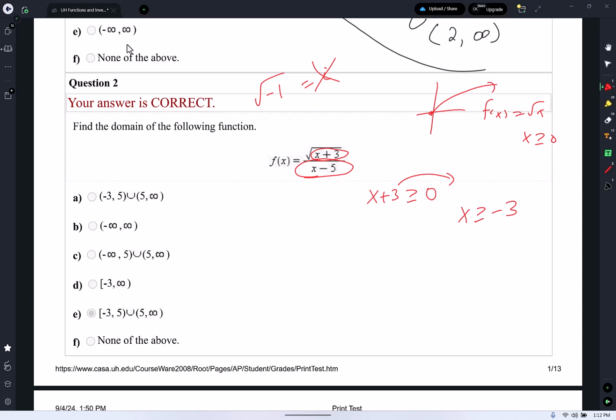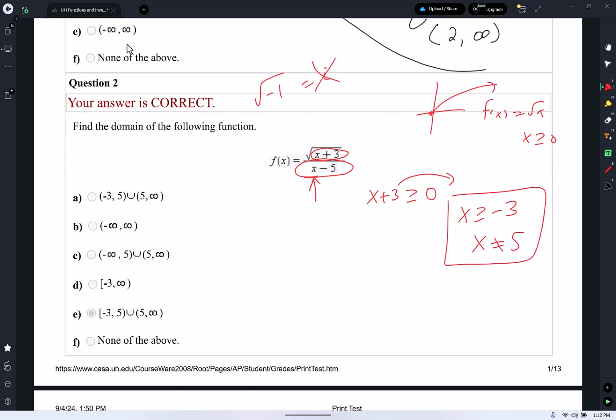And remember, there's one number you can't divide by. You can't divide by 0. So what number will give me a 0 in the denominator? 5. X cannot equal 5. If I wanted to write my domain, you could write it like that, x greater than or equal to negative 3, but it cannot equal 5. But they wrote it in interval notation.